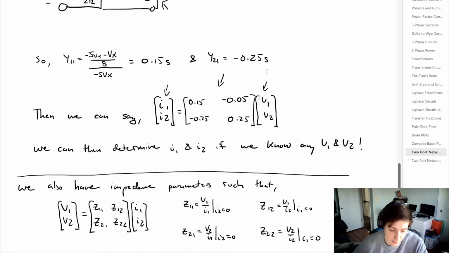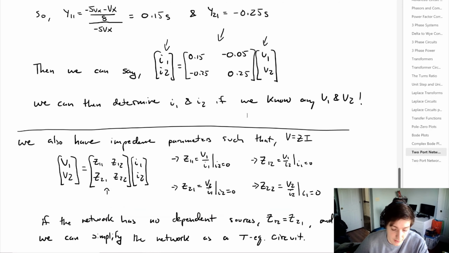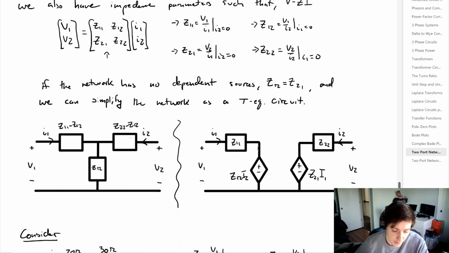Now we also have impedance parameters where we're going to try to set up the equation that V is equal to Z times I. So what we get here is another system of equations where we have our Z parameters and we can find what those Z parameters are. And again, if a network has no dependent sources, we say that Z12 is equal to Z21, and we can simplify the network again, but instead of a pi equivalent circuit, we get a T equivalent circuit. What that looks like is the following, where here on the left, you have the T equivalent circuit, but here on the right, if you have dependent sources in the network, you have to model them like this.